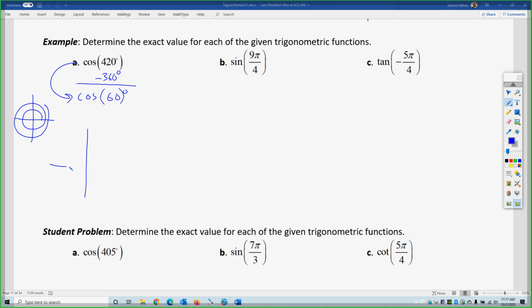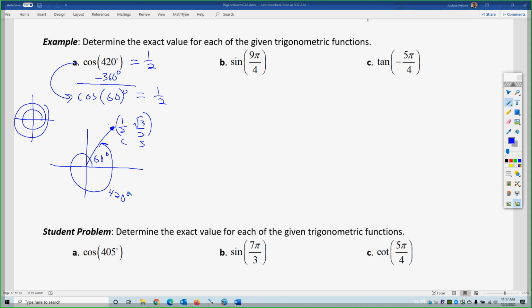So if I know my 60-degree angle, which is this one right here, right, which is pi over 3, that angle is 1/2, root 3 over 2 for the coordinate for our cosine, sine. So my answer for this is 1/2, which means the answer for this is also 1/2, since it's the same answer, right? Because if I went all the way around 420, I'm in the same place.